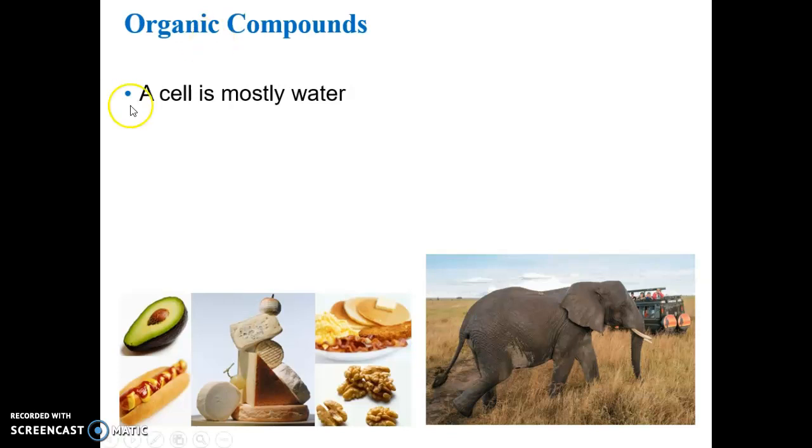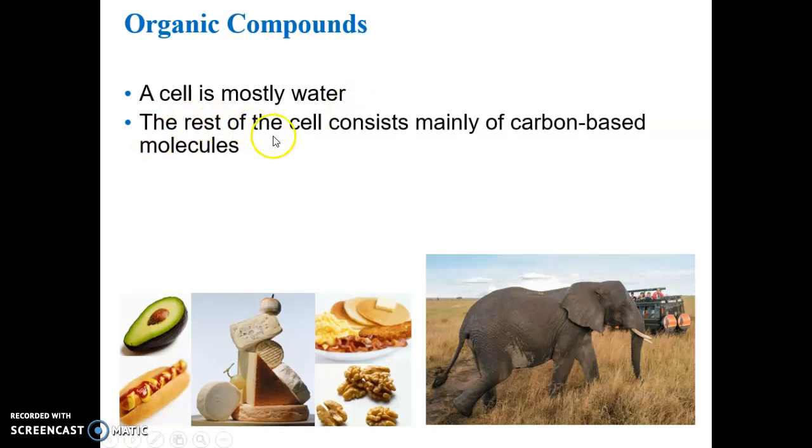In fact, you can almost think of the cell as a really elaborate bag of water, because cells can be up to 80% water, depending on the organism or the plant or animal that we may be talking about. The rest of the cell consists mostly of carbon-based molecules. These are the molecules of life.